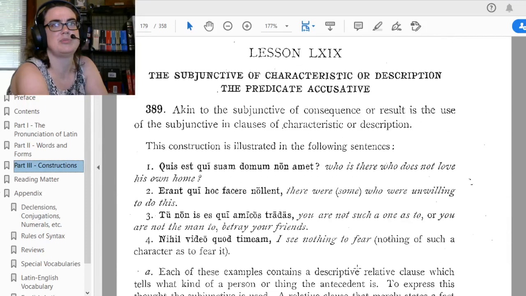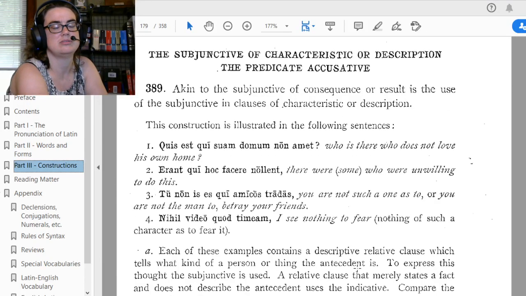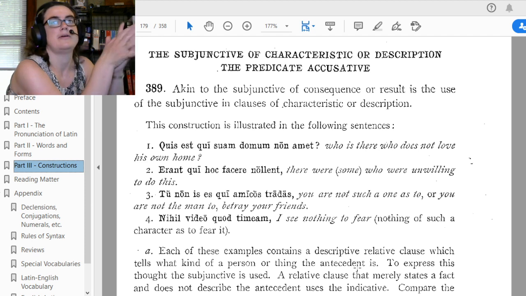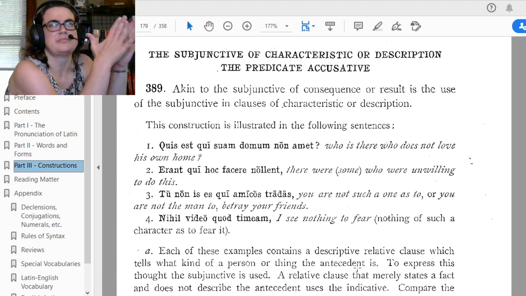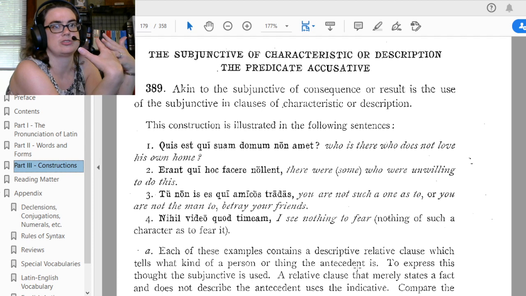So this one's a little bit meaty just because the words are intense. The subjunctive of characteristic or description, and then also the predicate accusative, but that's not weird or difficult, really. So let me understand what he means by the subjunctive of characteristic or description. Another term for it is the relative clause of characteristic.